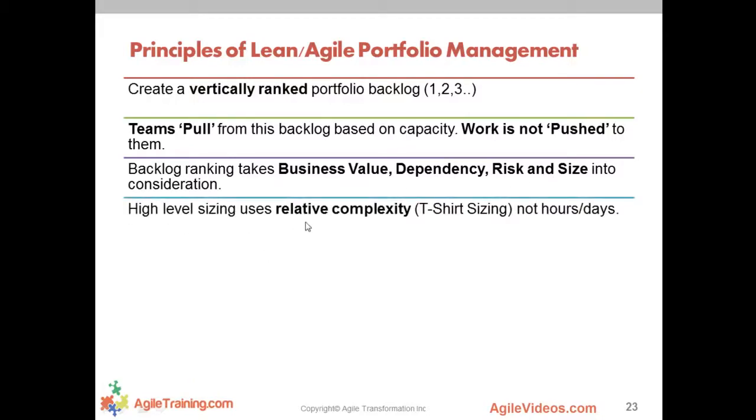High-level sizing uses relative complexity. So if you're coming up with sizing for large initiatives or even big deliverables, hours is not the way to size it. Hours is a very precise measure. It's made for tasks. It's made for things that have no ambiguity. When you're dealing with ambiguous deliverables, you need to use higher level t-shirt sizing.